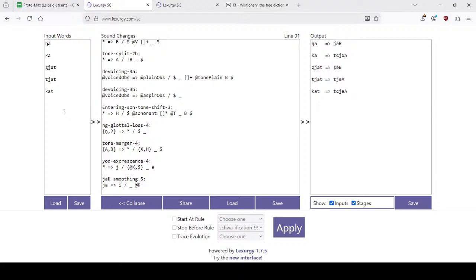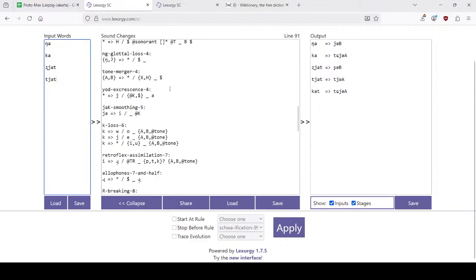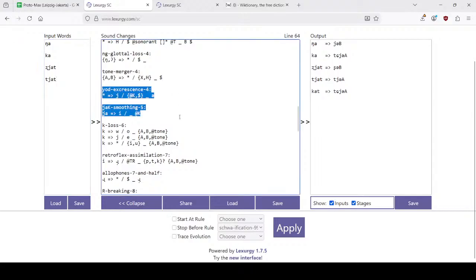I'm thinking of the word in Cantonese from card. Cat, cat, no, that's not a word. Hot is not a word either. So yeah, why don't we just delete that and instead just move the yod expressions and yod smoothing way later.